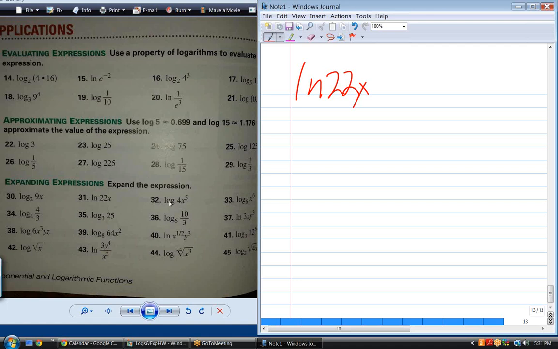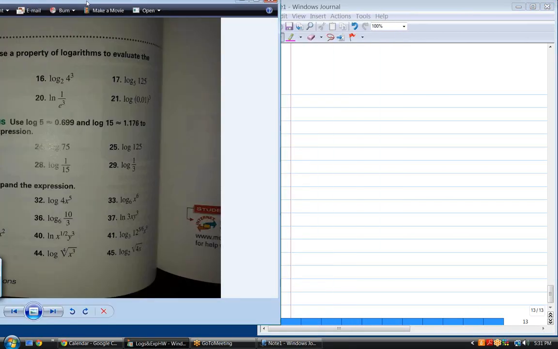Okay, how about this one? Natural log 4 plus 5 log x. Almost. The 5 actually, oh, you're absolutely right. You said log 4 plus 5 log x. Perfect, actually. And 36?